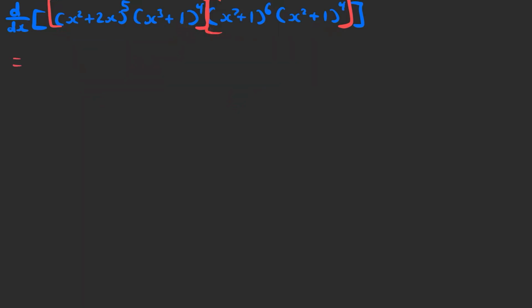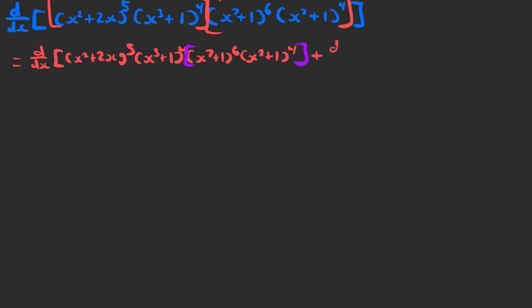So f'(x) would be equal to the derivative of (x squared plus 2x) to the power of 5 times (x cubed plus 1) to the power of 4 times (x to the power of 7 plus 1) to the power of 6 times (x squared plus 1) to the power of 4. So this is our other function, plus the derivative of (x to the power of 7 plus 1) to the power of 6 times (x squared plus 1) to the power of 4 times (x squared plus 2x) to the power of 5 times (x cubed plus 1) to the power of 4.